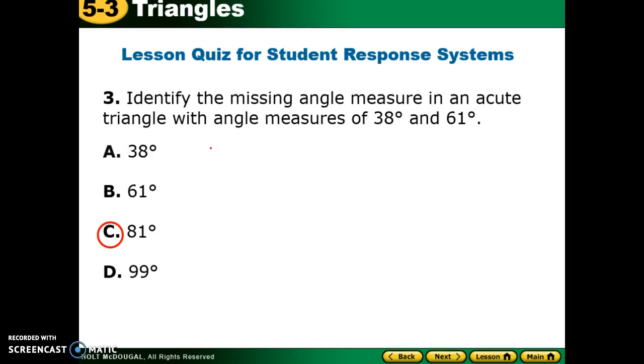Alright, that is the end. Hopefully you now can find a missing angle of a triangle, and you know whether a triangle can have certain side lengths.